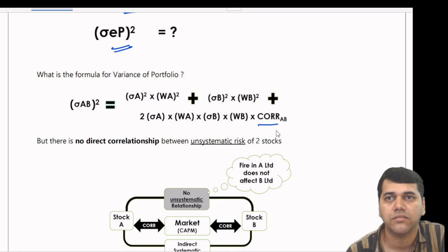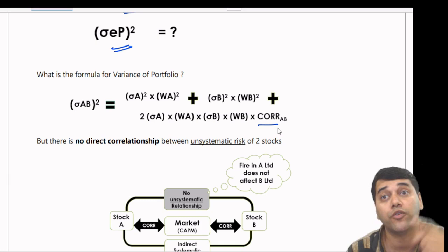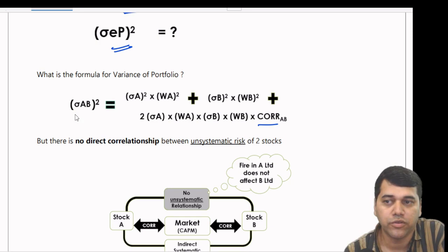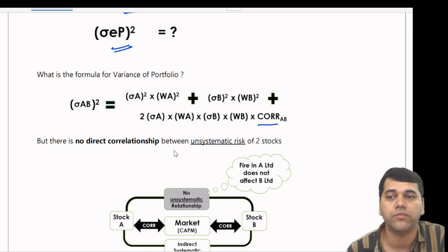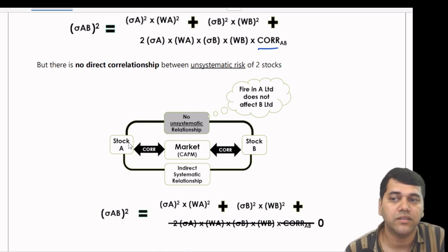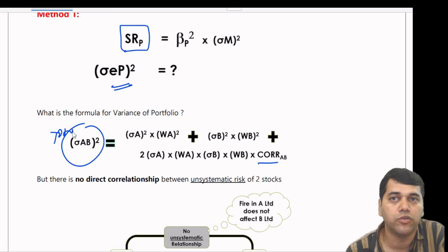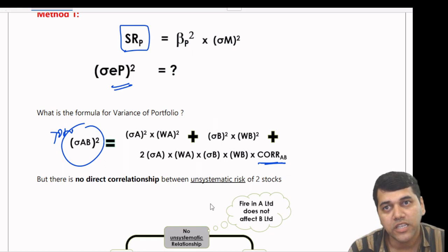You just remove the square root. Whose square root do you need to remove? Portfolio risk, not individual. Followed? No. So if you square the standard deviation of the portfolio, you get the portfolio variance. Followed? But if you look into it, there is no direct relationship between the unsystematic risks of two stocks. See, you wanted correlation. No. This is the total risk of the portfolio, but for this you need a correlation between A and B. Is there any correlation between unsystematic risk?